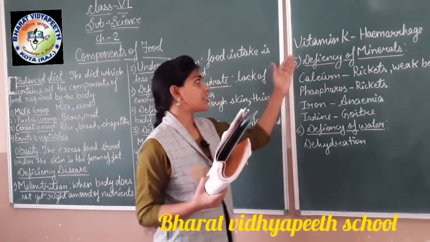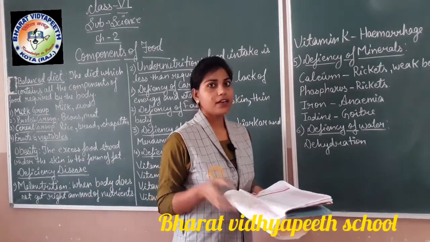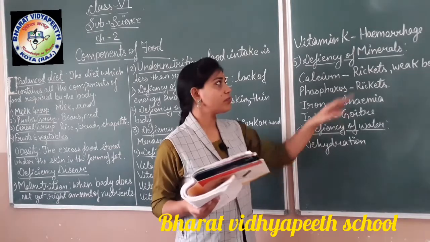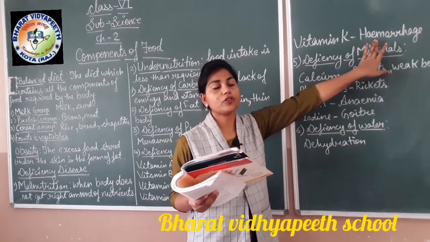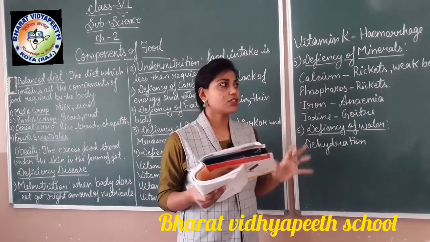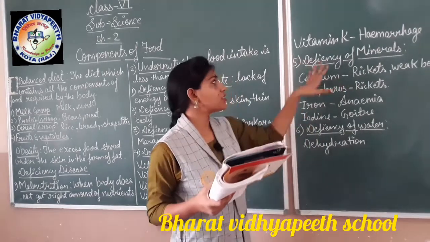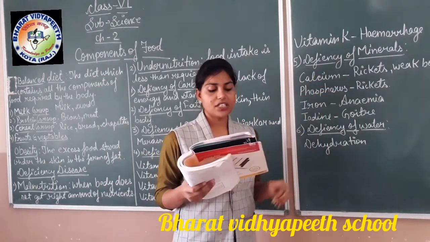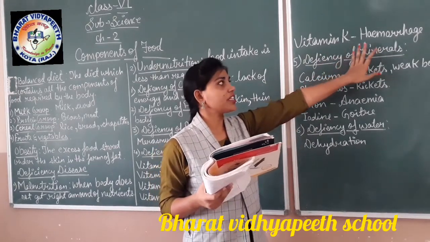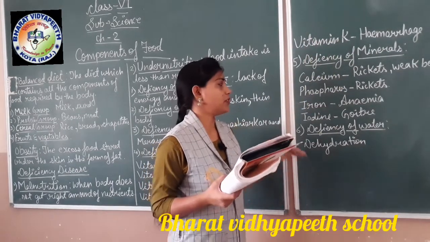After that, our next is vitamin K. When there is a deficiency of vitamin K, it causes hemorrhage disease, which is excessive bleeding. When you get a small cut on your body, a large amount of blood comes out. That is hemorrhage disease. To overcome this disease, you should always eat green leafy vegetables like spinach and cabbage, so that your body can get the required vitamins.